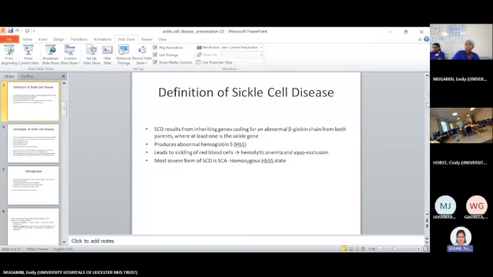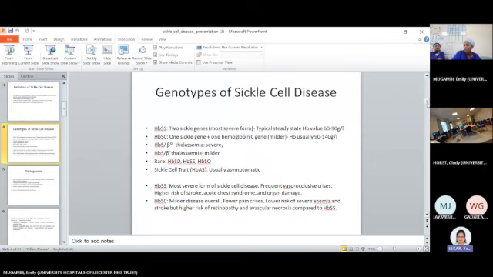The most severe form of sickle cell disease is sickle cell anemia. Sickle cell anemia means it's a homozygous state, whereby both beta globins are carrying the sickle gene. So there's HbSS, which is the most severe form, and usually the typical steady state Hb value is 60 to 90 grams per liter. Then there's a milder one, which is HbSC, with one sickle gene and one hemoglobin C, and Hb is usually 90 to 140 grams per liter.